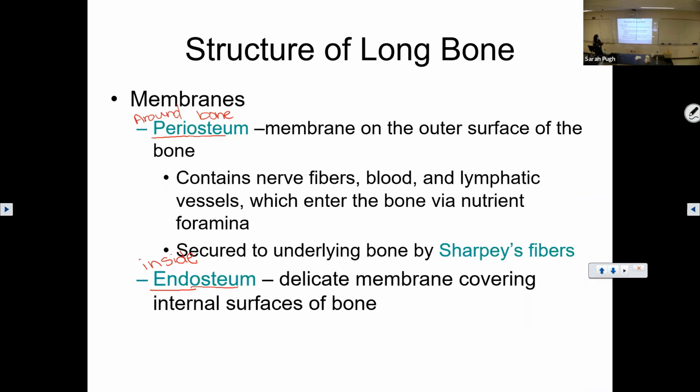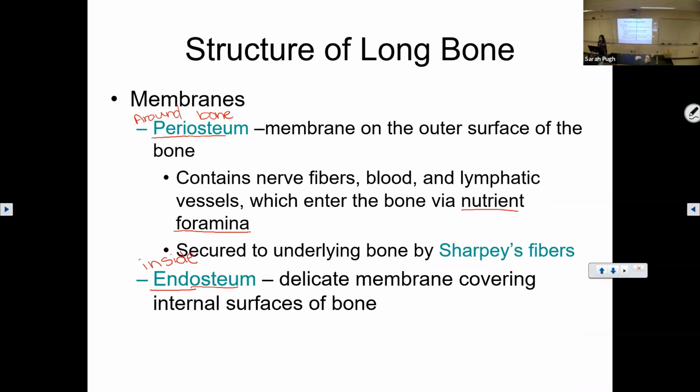So let's talk about the periosteum. The periosteum contains blood vessels and nerve fibers and lymphatic vessels. And it is secured to the bone by those Sharpey's fibers. So it's really tough. It sits on the outside of the bone, and it is also making sure that nutrients and blood vessels, that nerves, all of that can get into the bone. Now, periosteum is going to have little holes in it called nutrient foramina. These are little holes that just allow the blood vessels and the nerves to pass into the bone.